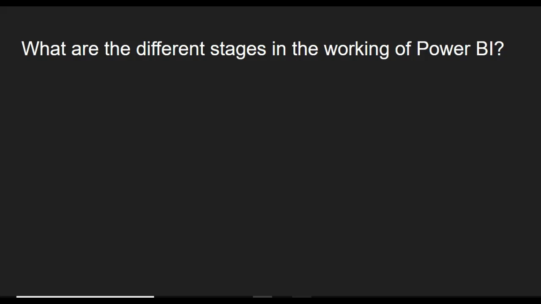So next, what are the different stages in working on Power BI? There are three different stages in working on Power BI: data integration, data processing and data presentation. First, data integration. The primary step in any business intelligence is to establish a successful connection with the data source and integrate it to extract data for processing.